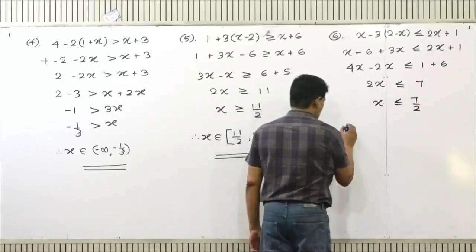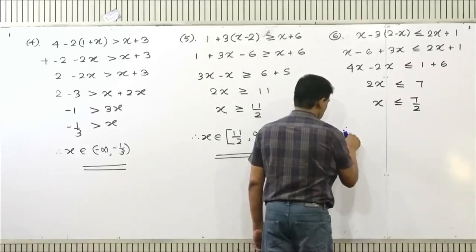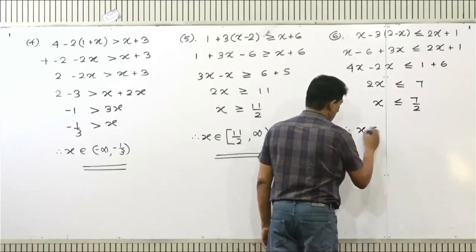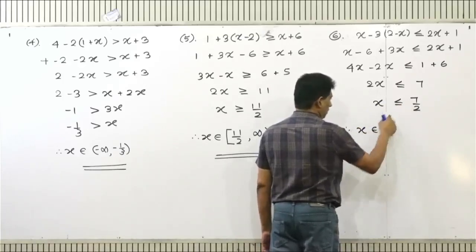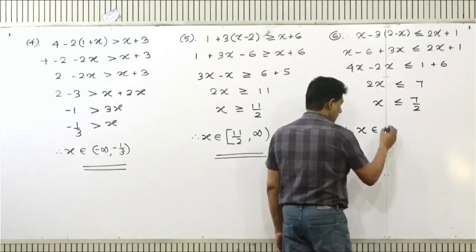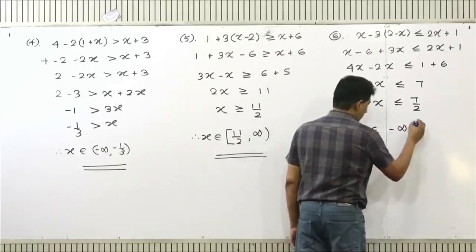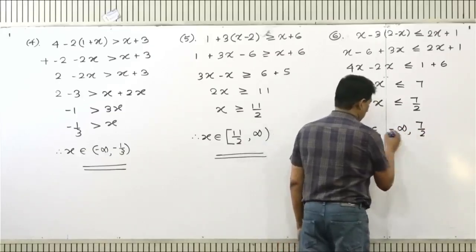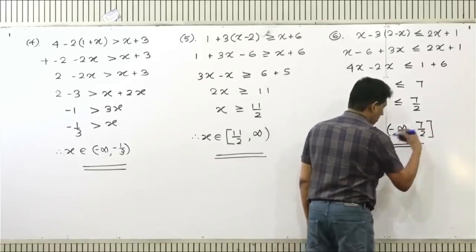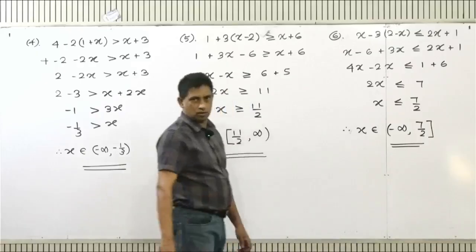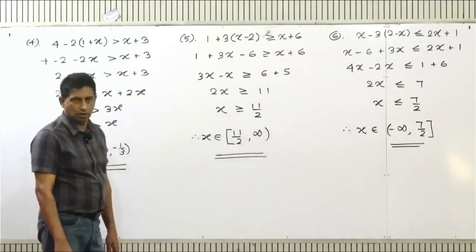Now we can write this solution. x is less than 7 over 2 and equal to 7 over 2. Then minus infinity, comma 7 over 2. 7 over 2 is a solution. So we have to put a square bracket near 7 over 2. Right?